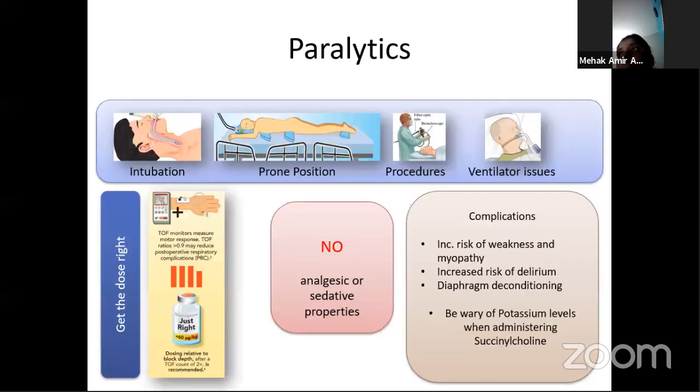Next slide. It's about the indications. It is used for intubation; for rapid onset, we use succinylcholine for the intubation. When we are proning the patient, in the sessions taken by Nasreen, she told you about the prone position, so we can use paralytics when we are proning the patient for any procedure or any ventilator issues, like the patient is not maintaining the ventilation and we don't want any patient-ventilator fight or asynchrony.